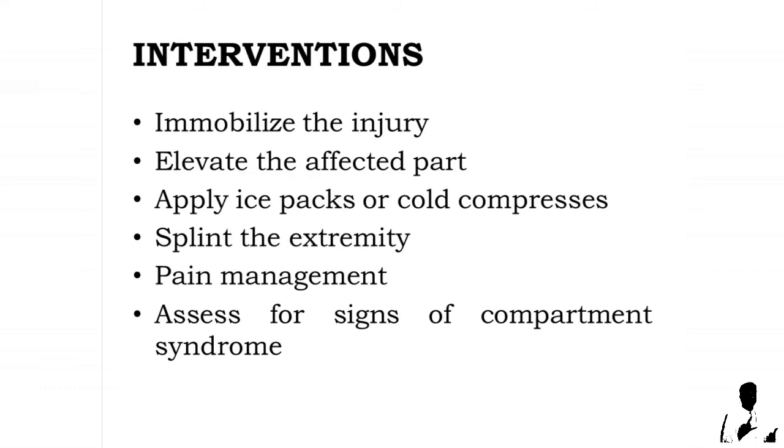Splint the extremity in as good alignment as possible until definitive care is complete. Immobilize the joint above and below the fracture. Handle the part gently and as little as possible. Pain management may include ice packs, simple or opioid analgesics, non-steroidal anti-inflammatory drugs, or regional nerve blocks. Assess for signs of compartment syndrome.